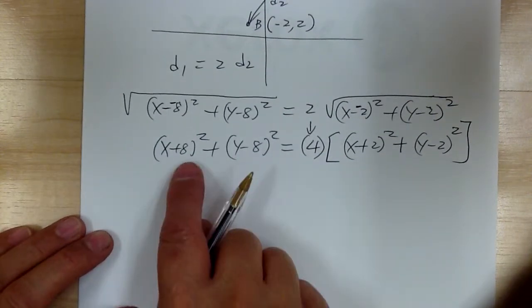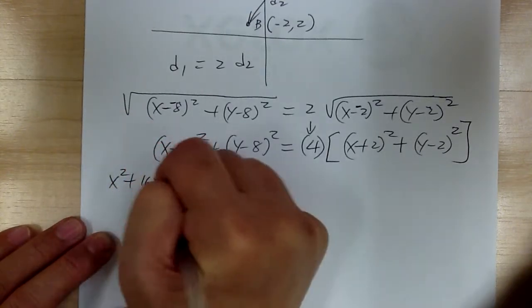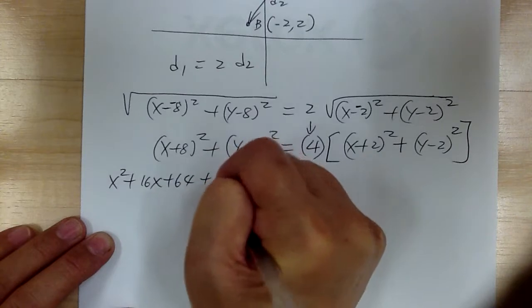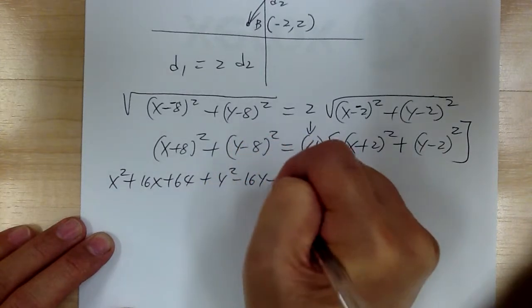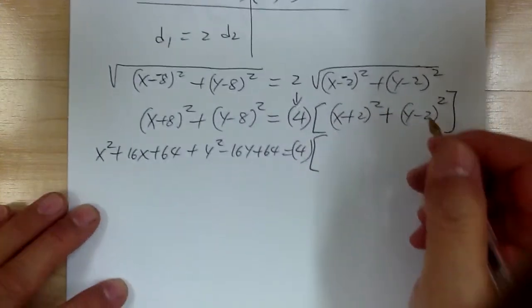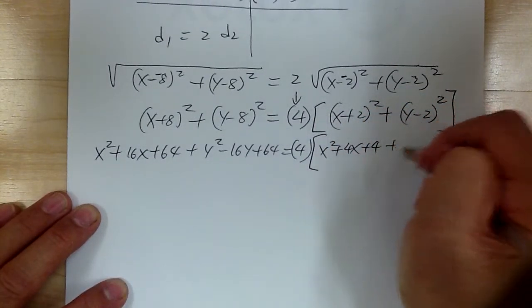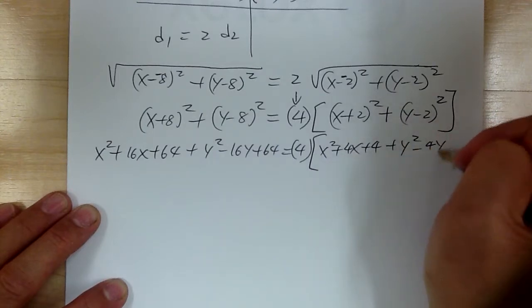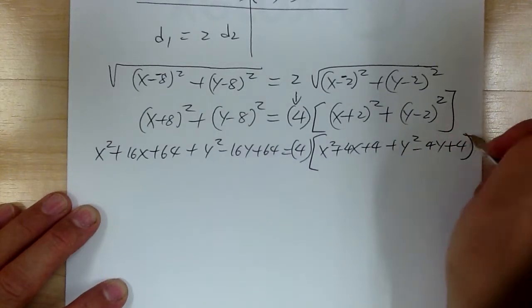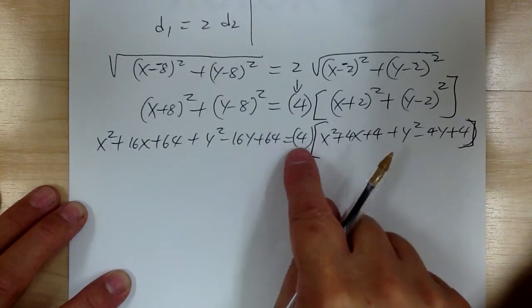Okay, next step, go ahead and multiply everything out. So you've got x² + 16x + 64 + y² − 16y + 64 equal to 4 times (x² + 4x + 4 + y² − 4y + 4). And after that, you have to distribute to multiply out the 4 in the front.